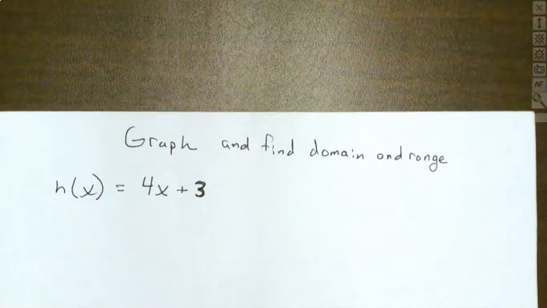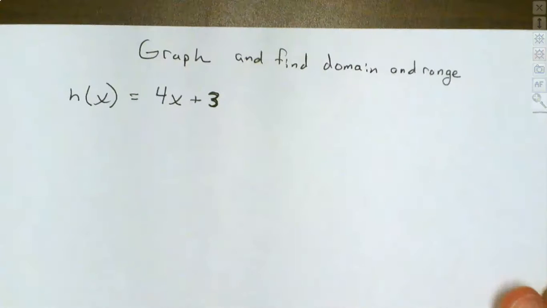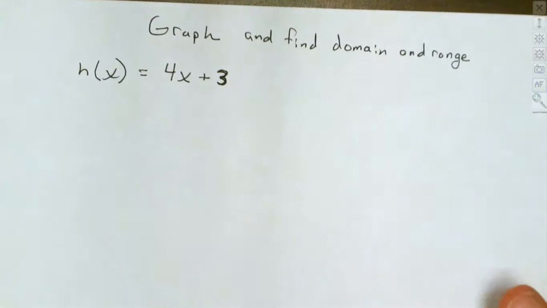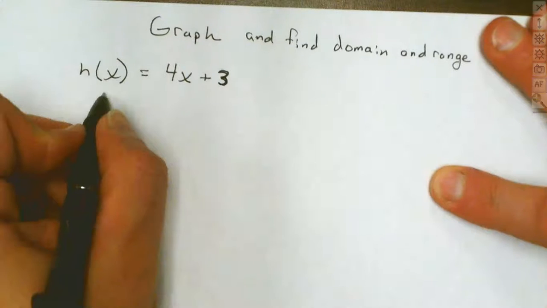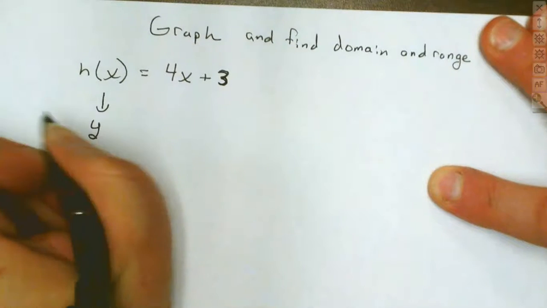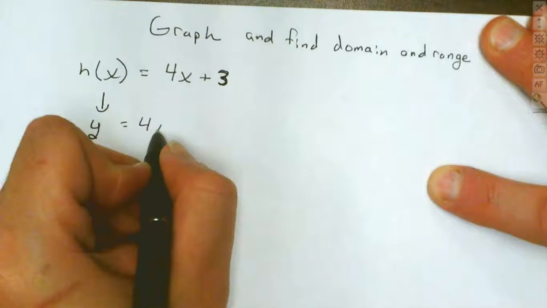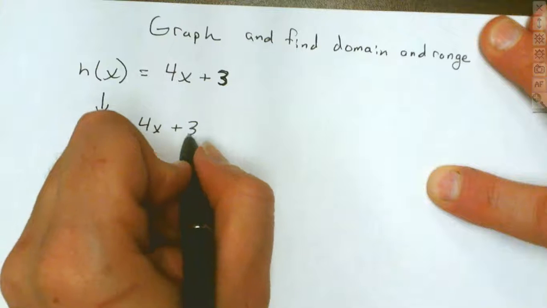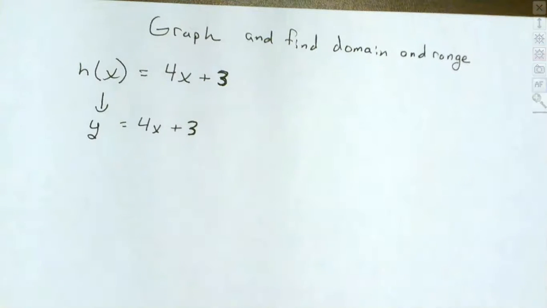Okay, well, what do we know? We know that that function notation is the same as y. So I can actually replace that h of x with y. Now we should know what to do, because that function notation is the same as your y. They can be used interchangeably. Function notation and y are equivalent. Sometimes one might be easier to use than the other.